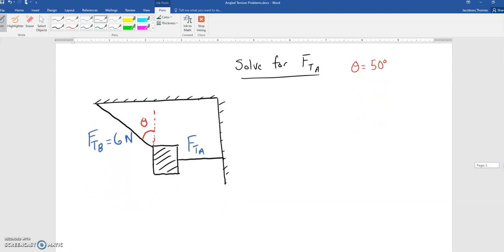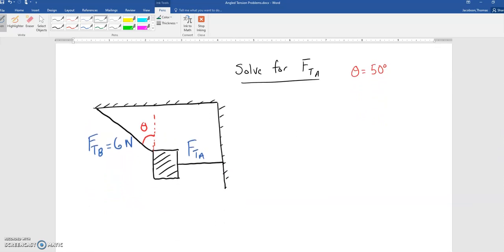Here's another problem, guys, where we have a block or a sign, whatever it is, attached to a wall. We don't know the mass of it. We don't know how heavy it is, but we do know that there is 6 newtons of tension in rope B. Our goal is to solve for the tension in rope A.